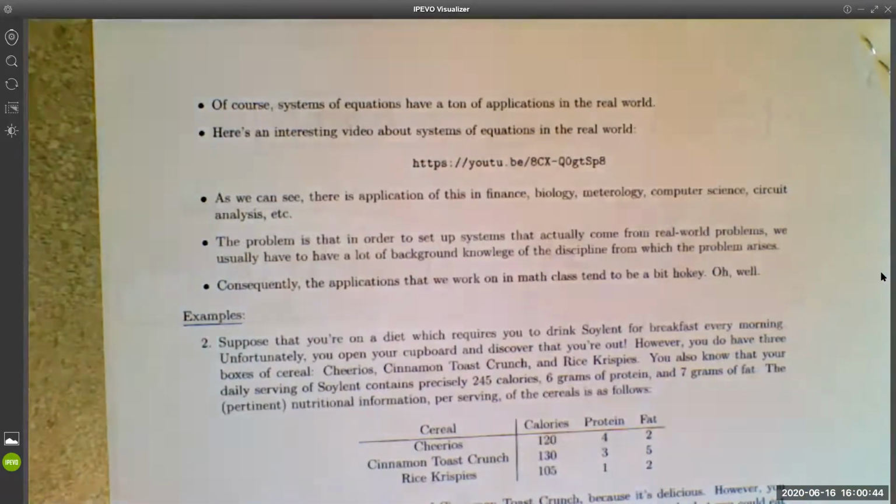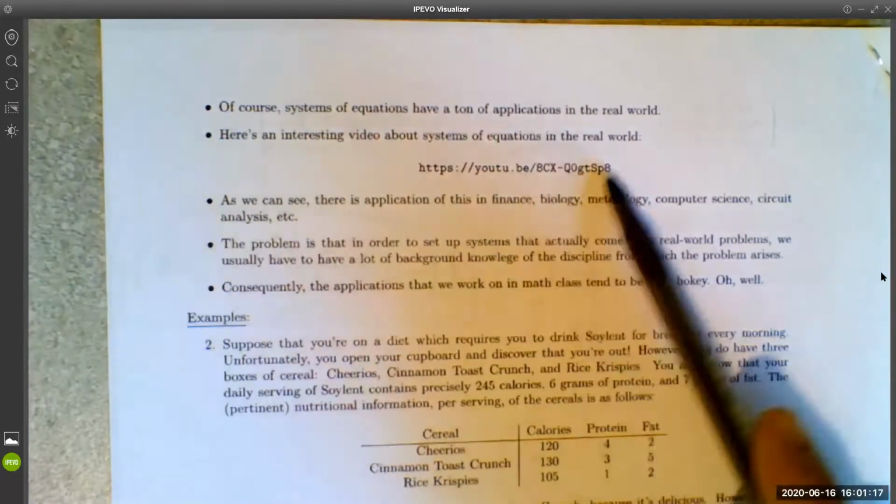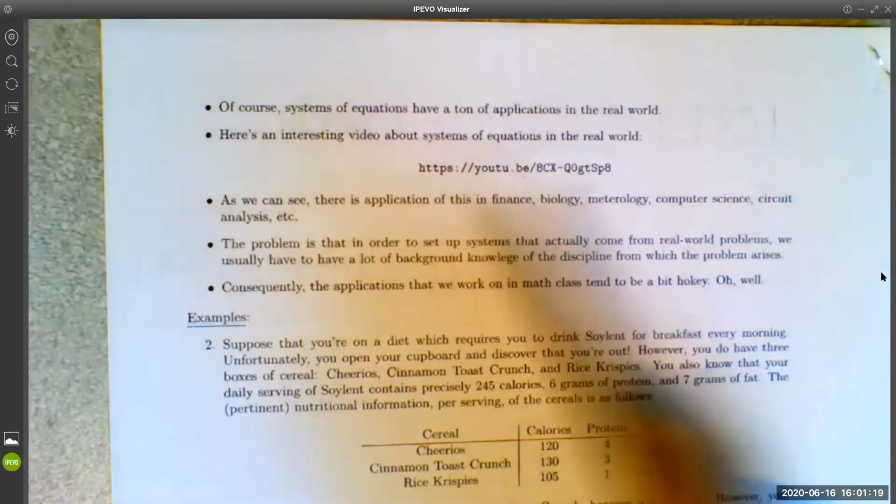As I said in the previous section, the application problems that we look at in algebra class tend to be pretty cheesy because it's hard to come up with a good example of where a system would be useful in the real world that only uses 3 variables. So that's why we end up doing these really kind of weird, cheesy examples in class. But if you want a better example of where systems are actually used in the real world, take a look at this video. It's really, really interesting.